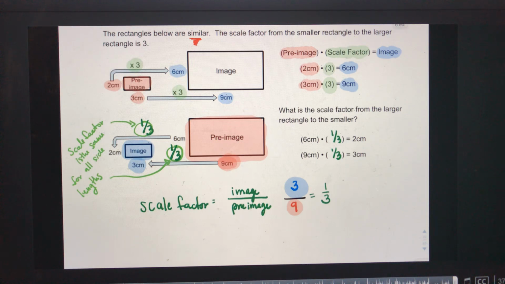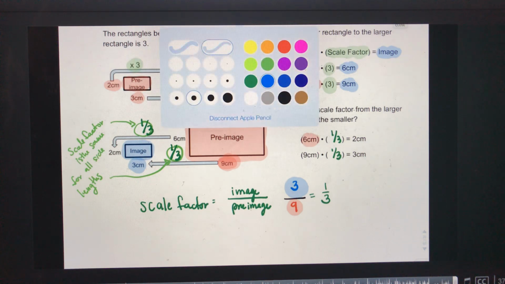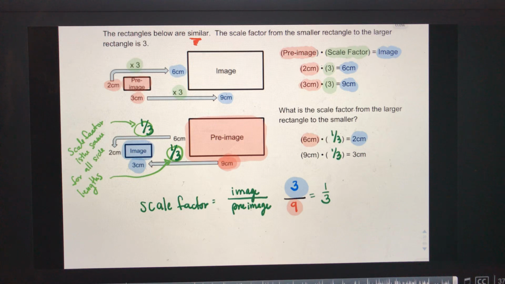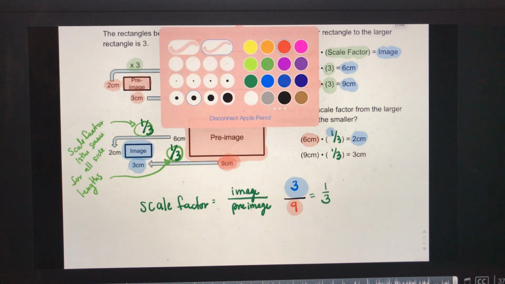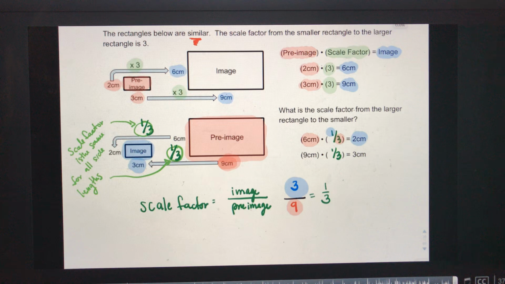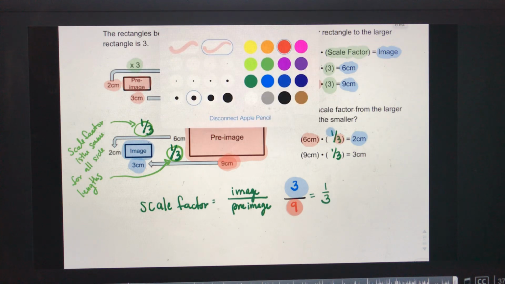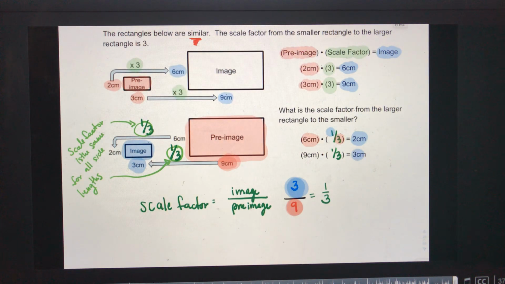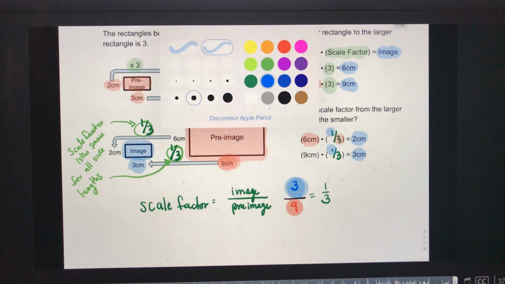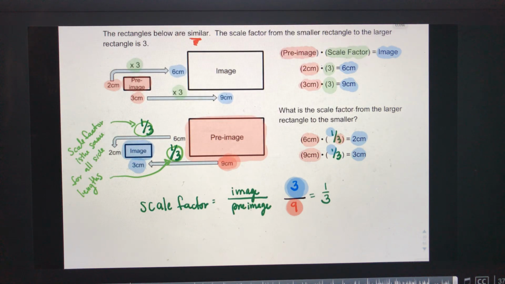Now, if you set them up over here, you can also use image over pre-image. And you can have the 2 on top and the 6 on the bottom, and you reduce it, you'll get 1/3. And that 3/9 that we had earlier, our 9 down here and our 3 over here, is the same thing here. 3 and 9 reduced make 1/3.